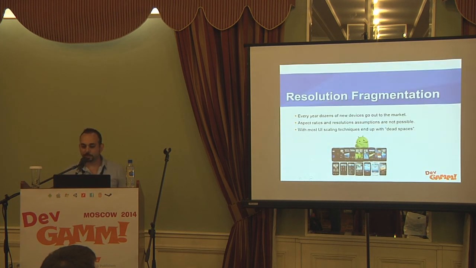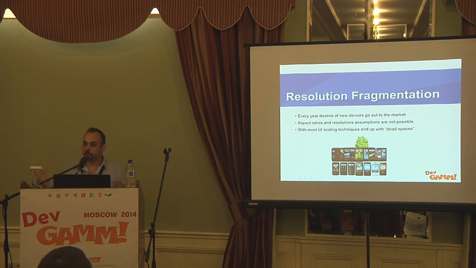So let's talk about resolution fragmentation. Resolution fragmentation is probably the biggest problem of cross-platform development. Every year a lot of new devices come out to the market, and you can't make any assumptions as to the resolution and the aspect ratios that are going to come out. One example is iPhone 5. When it came out, it was a really big surprise to all the developers, and nobody was ready for that. So you can't make any assumptions about the resolution and the aspect ratios.